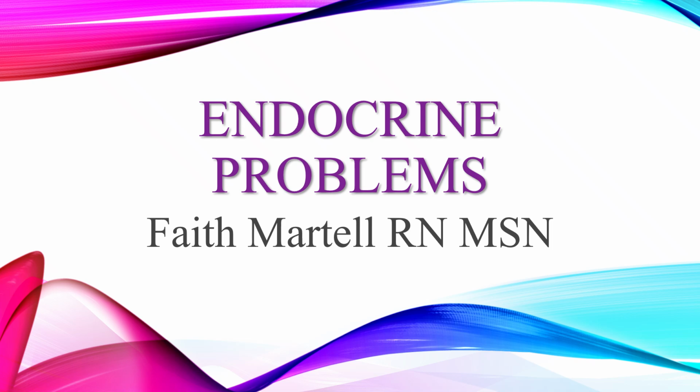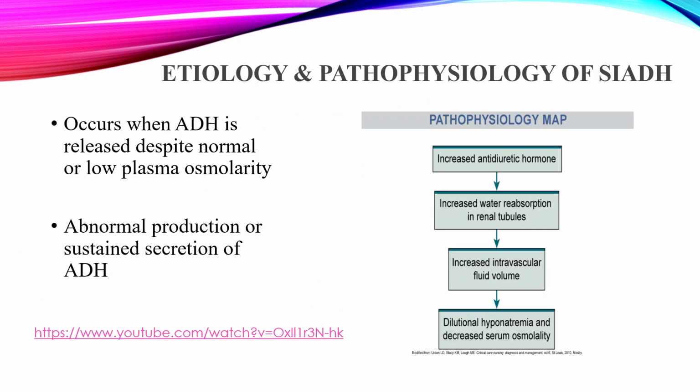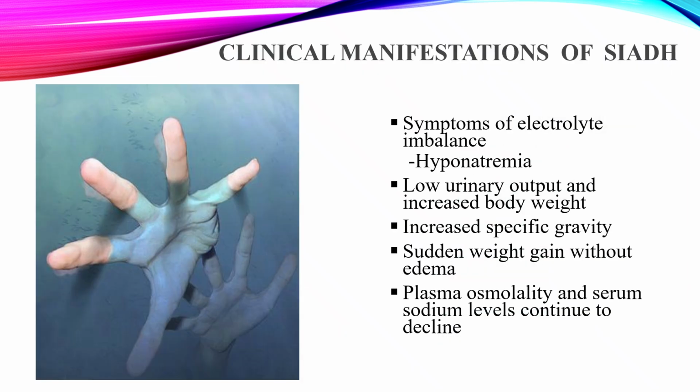Endocrine problems. Your objectives: some etiology and pathophysiology of something called SIADH, the syndrome of inappropriate antidiuretic hormone. This is the abnormal production or secretion of ADH. So, manifestations: what your patient is going to look like.